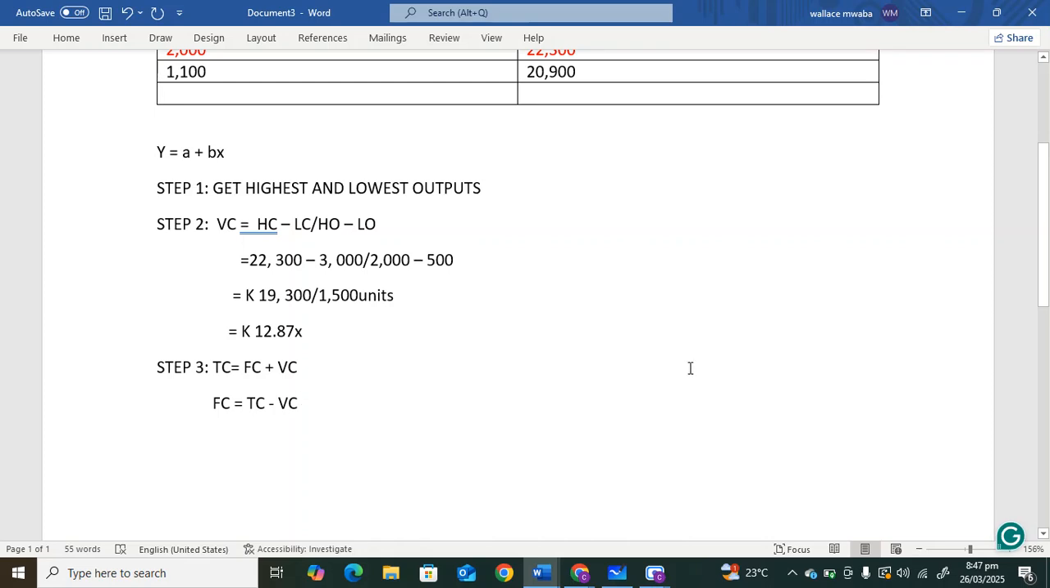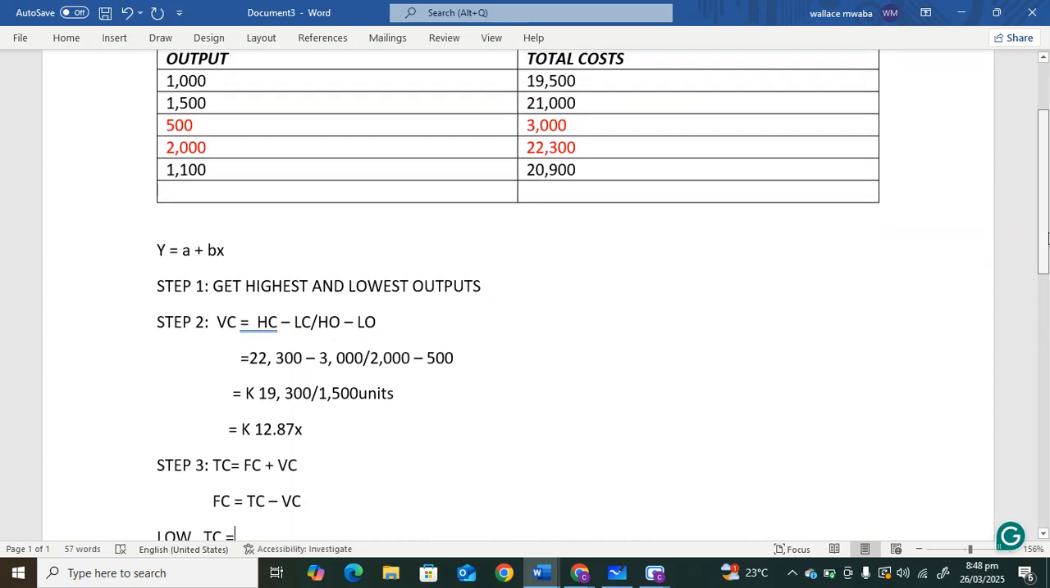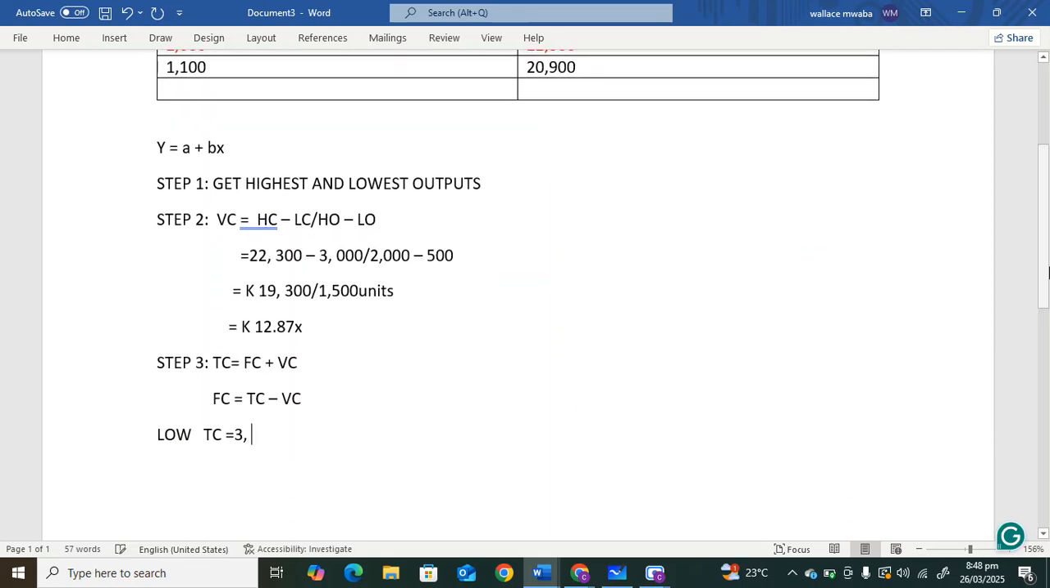So we have to choose either the highest output, where you get the total cost for the highest output and the number of units, or you can use the lowest output and the lowest total cost. So which one are we going to use, high or low? Using the low. Okay, so with the low, our total cost is what? 3,000. Our output is 500 units.